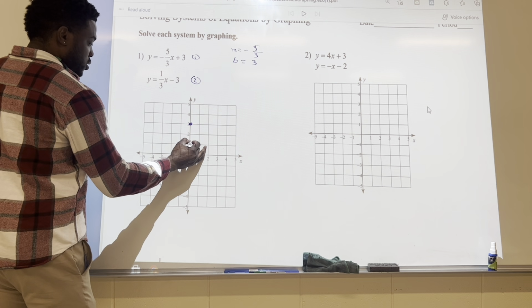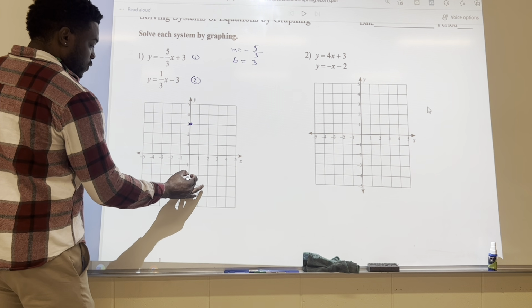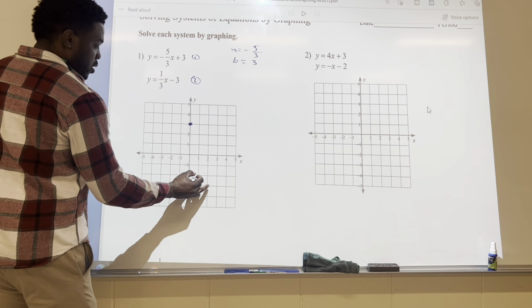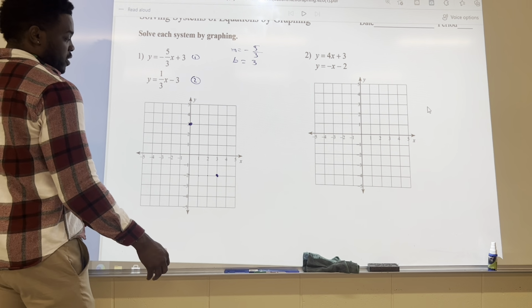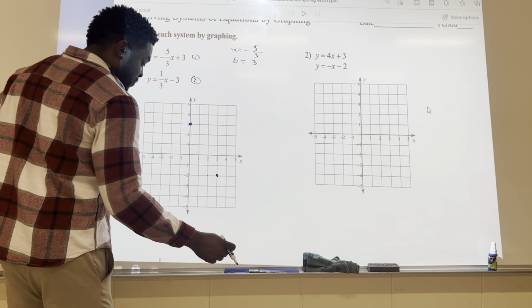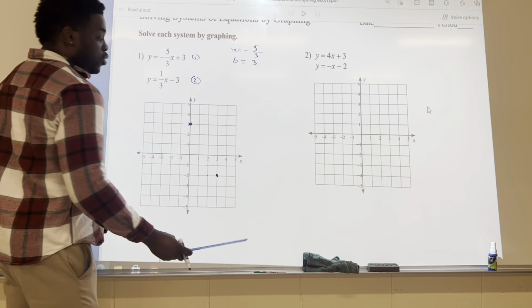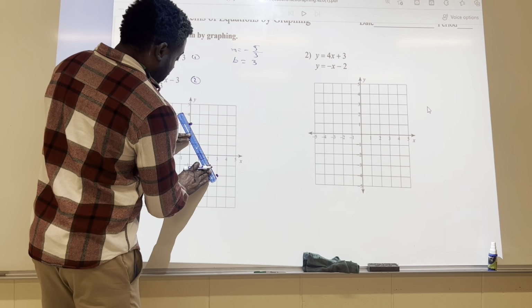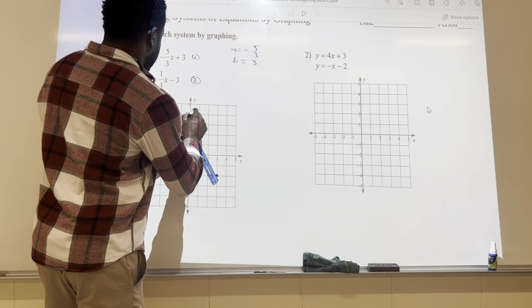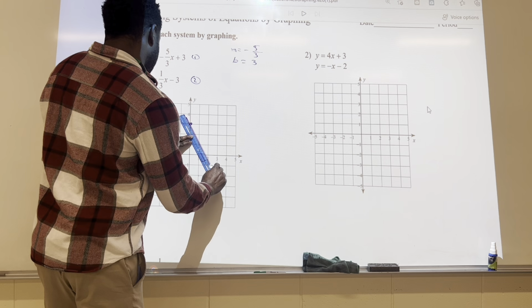And say 1, 2, 3, 4, 5. I'm here. And then up 3. 1, 2, 3. So which means that I'm over here, right? Since I have 2 points, I can go ahead and graph my function. Let me go ahead and graph my function over here.